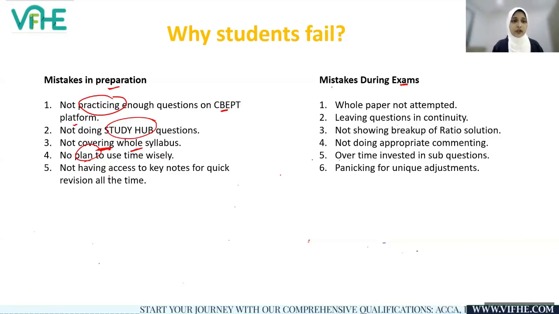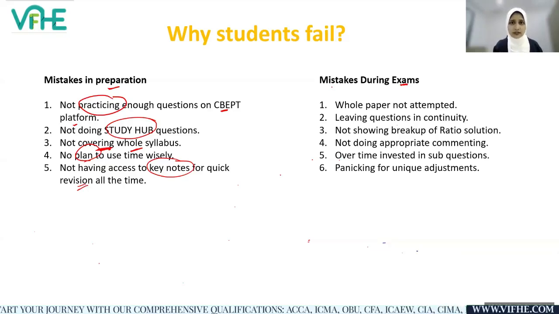Not having access to keynotes for quick revision. You know that FR is a giant syllabus, right? So many standards to learn. You should have your pocket notes, your keynotes. Even if you're not joining any tutor's course, you should have a plan for yourself. Forget plan, sorry, I'm talking about keynotes right now. So you should have keynotes for yourself.